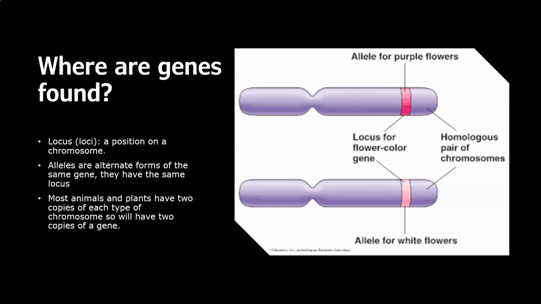Most animals and plants have 2 copies of each chromosome, so we'll have 2 copies of a gene. Now these 2 copies could be the same allele, they could be different alleles. It just depends, and you'll remember that from your genetics where you use the Punnett squares to work out percentages of characteristics.